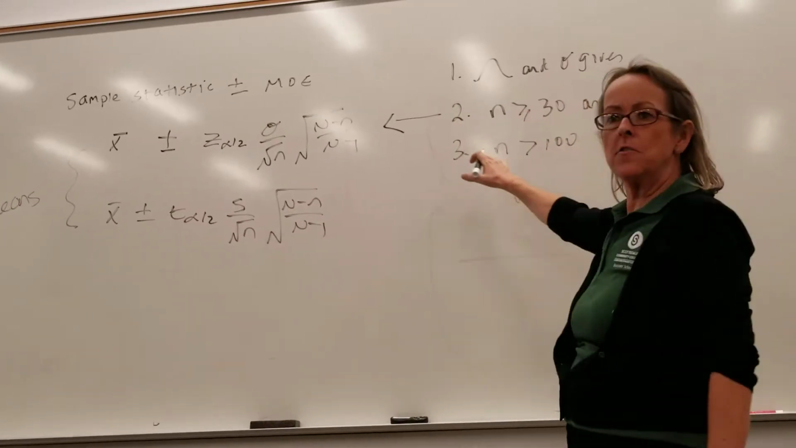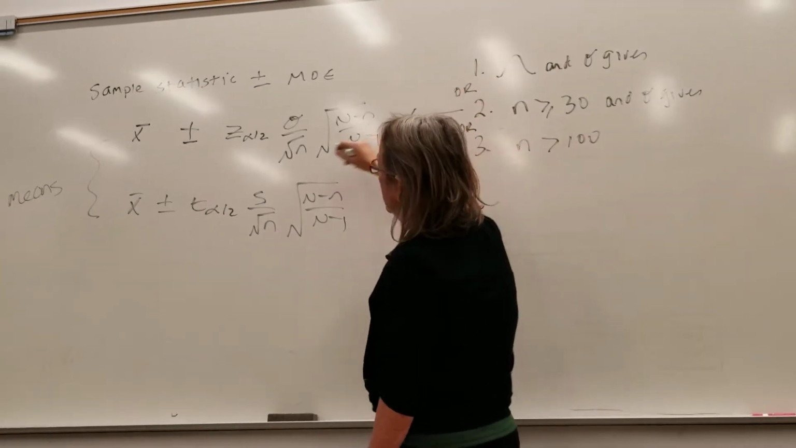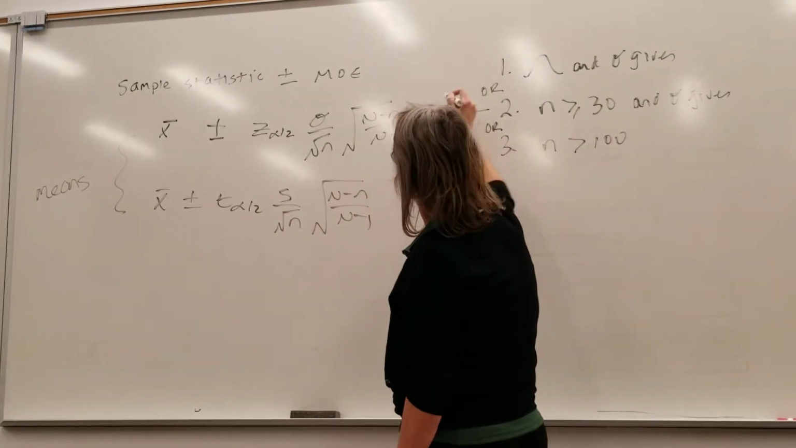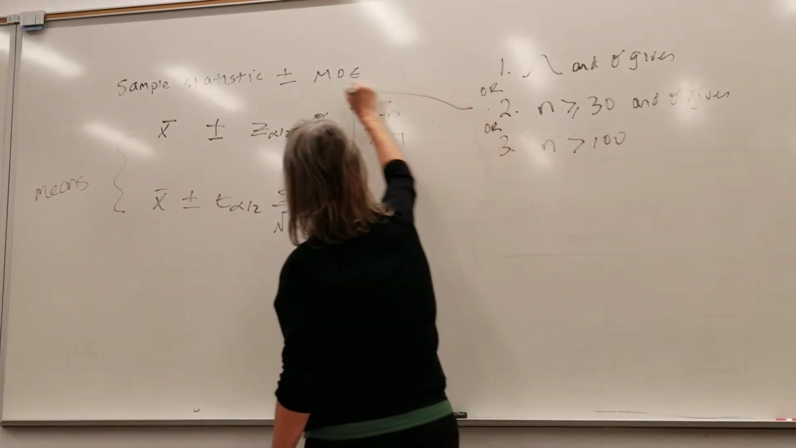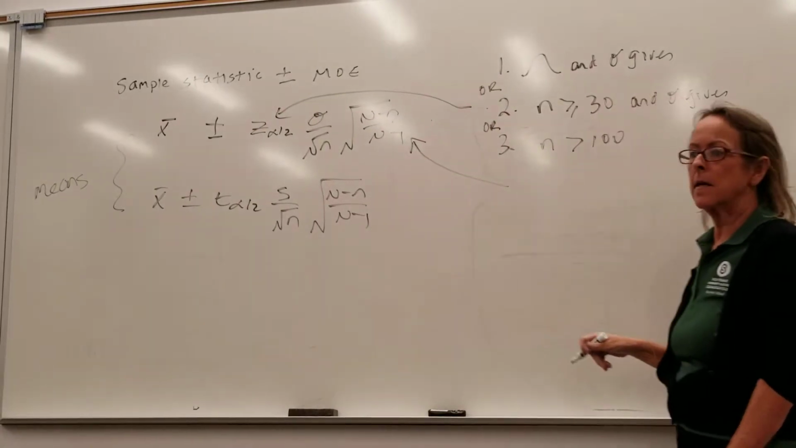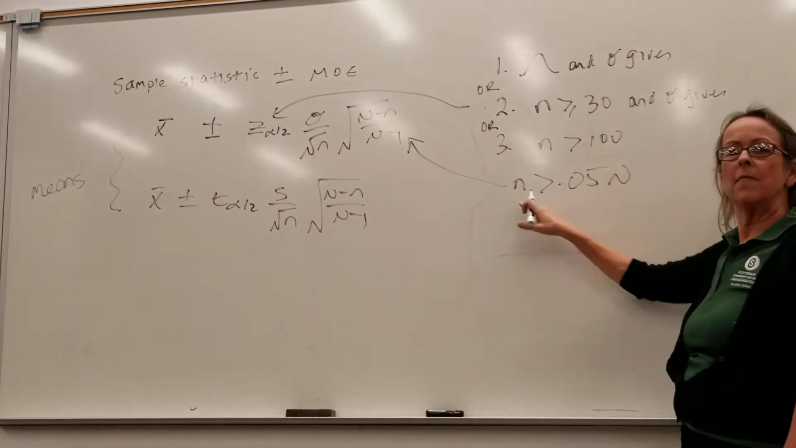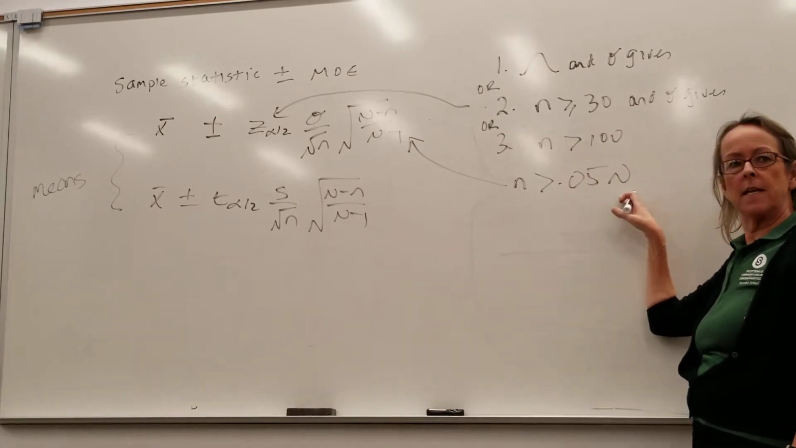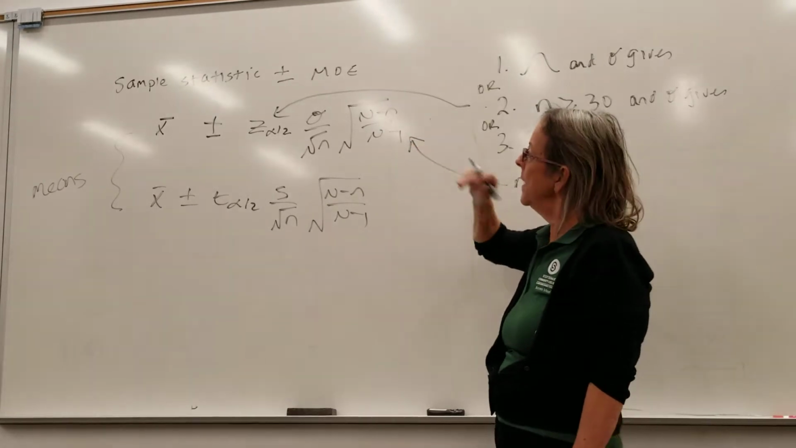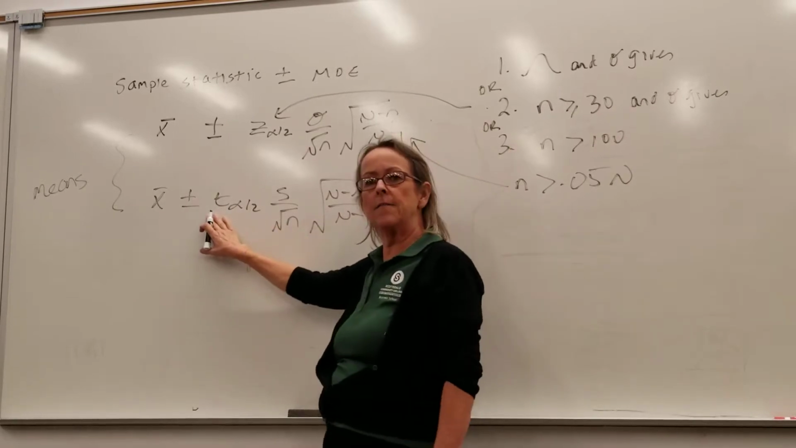Okay, if one of those 3 things is true, these are ors, right? That, or that, or that, then you can use a z-score. Do you agree? When do I get to use this part? If my sample size is more than 5% of my population, I get to use that. Do you agree? Okay, if it's a mean question and none of these 3 apply, I'm going to have to use this.